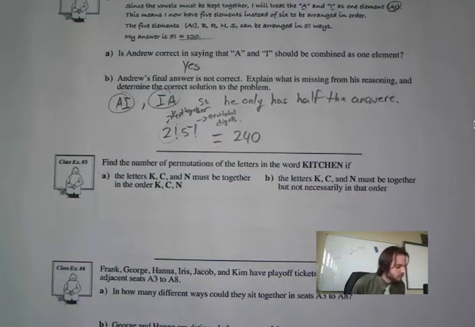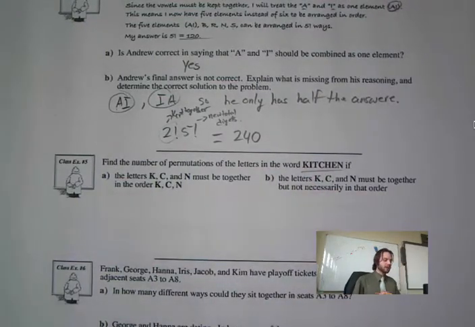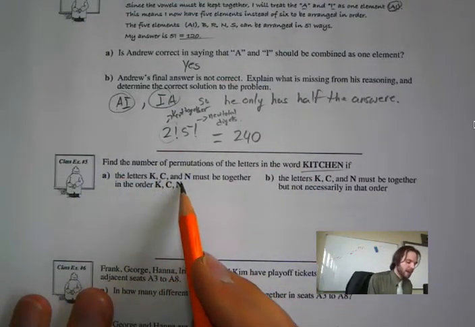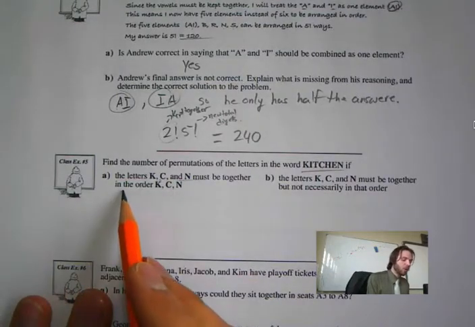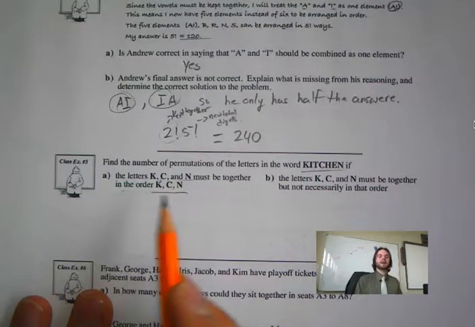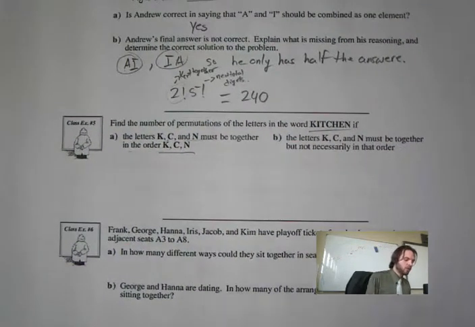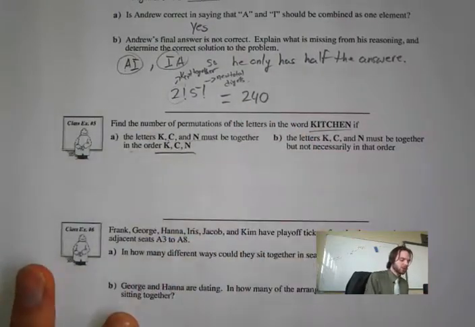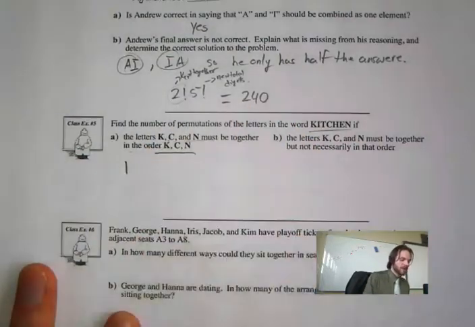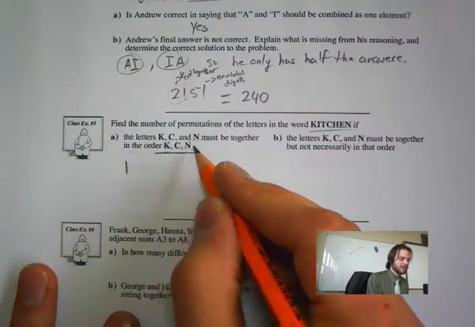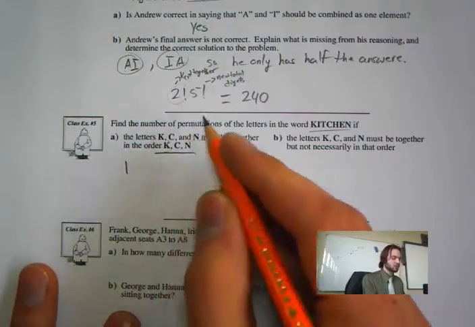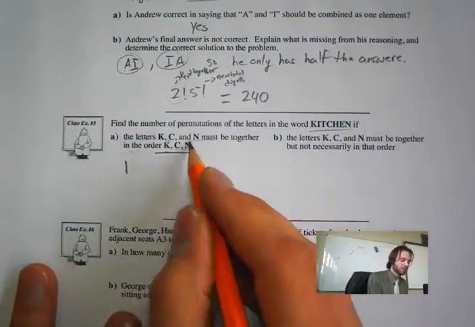Okay, so find the number of permutations of the letters of KITCHEN if the K, C, and N must be together, in the order K, C, N. Looking at those, it must be in that order. If they must be in that order, this is the only combination, so there's only one way for that. I can't go C, K, N, so there's only one way of putting these together.